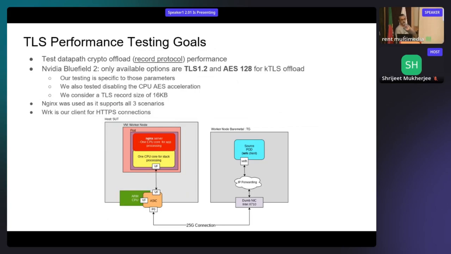This is how our test setup looks. We try to create reproducible results. Initially, we tried to do mass scaling by doing RSS and all that good stuff. But eventually, in order to keep reproducing our results and to be fair, regardless of the three scenarios we're running, we basically attached NGINX to one of the CPUs. We tied IRQs to another CPU.